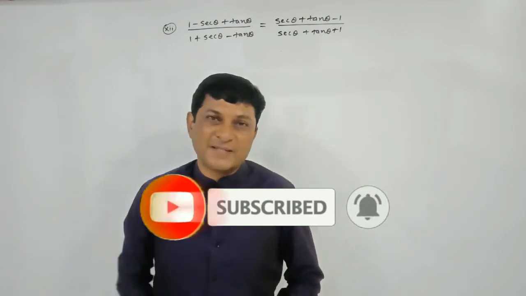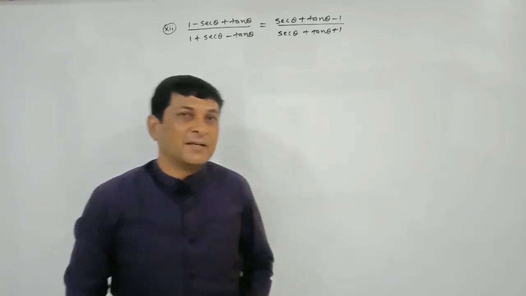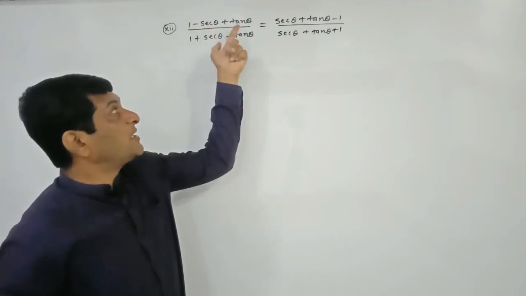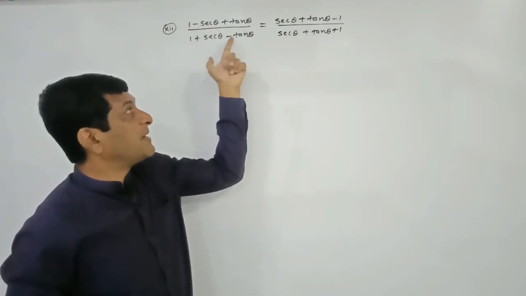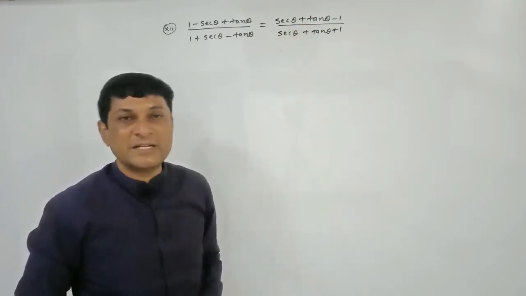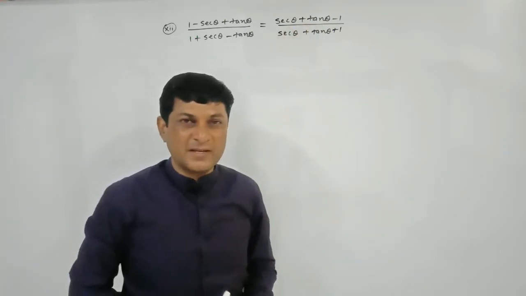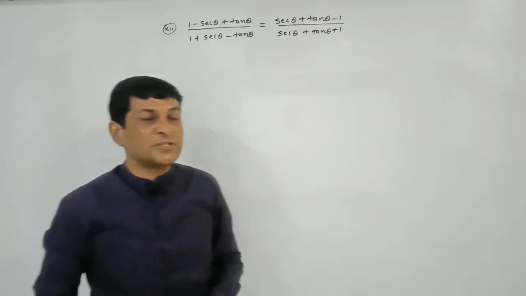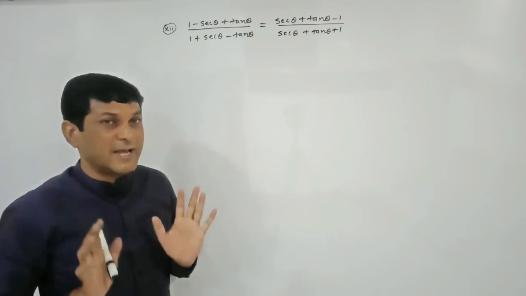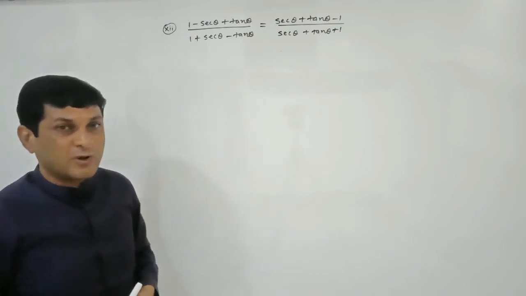Now observe the last example from this exercise. Example number 12. Here we have to show that 1 minus sec theta plus tan theta upon 1 plus sec theta minus tan theta is equal to sec theta plus tan theta minus 1 upon sec theta plus tan theta plus 1. If you observe the terms in this expression, sec and tan appear, and we have one identity in terms of sec and tan. Using that identity we are solving this example.